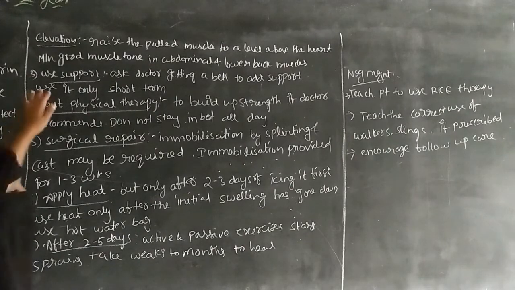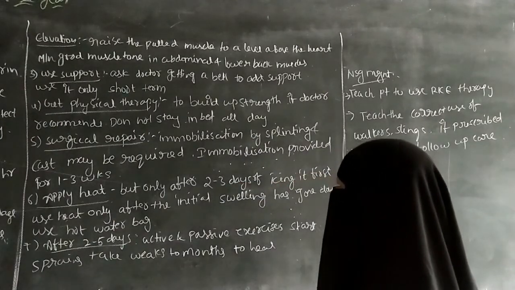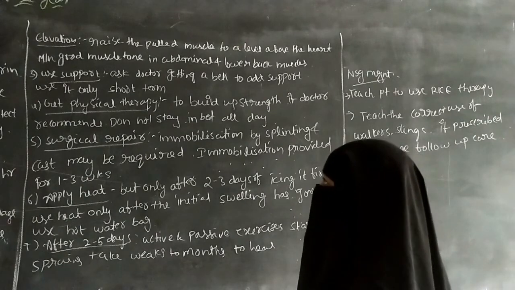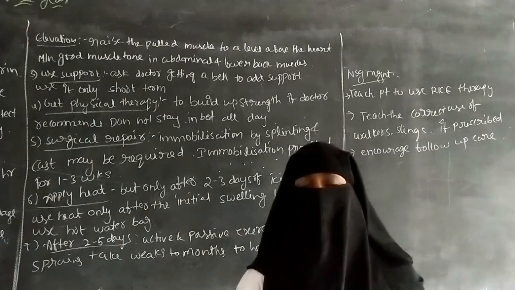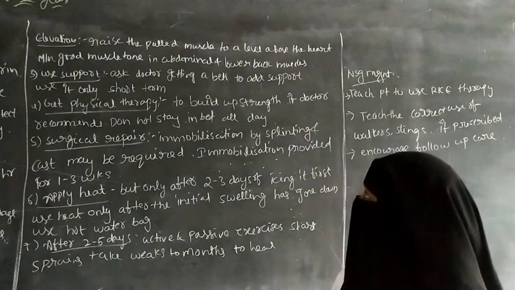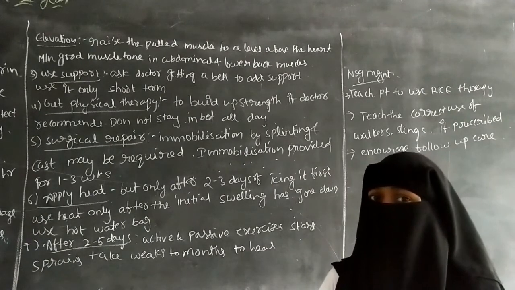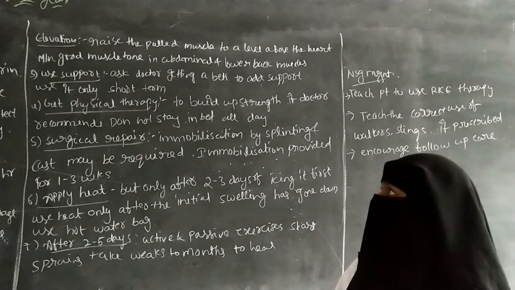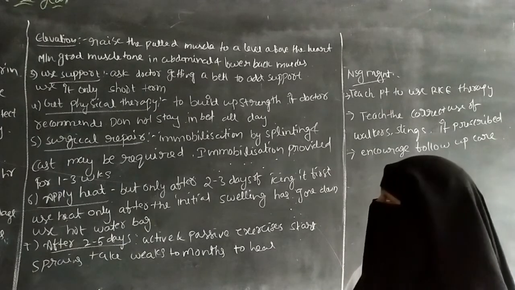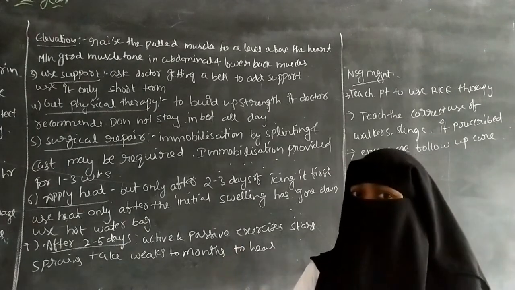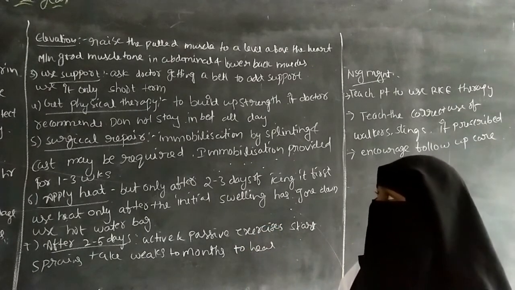So next it includes the use of support. Use support means ask the doctor about getting a belt to add support, and use it only short term. First we should take the suggestion from the doctor on whether to use the belt or not, and then we can use the belt or any supportive measures. It can be used only for a short term period, for support to the injured area.